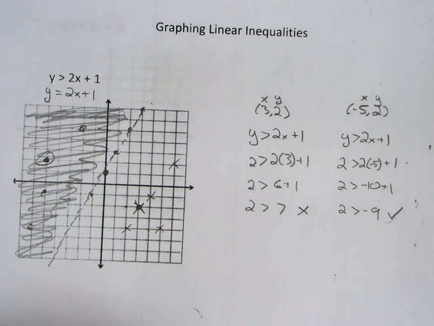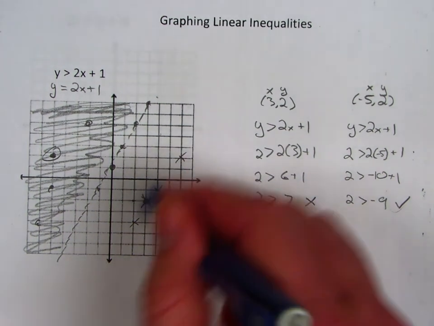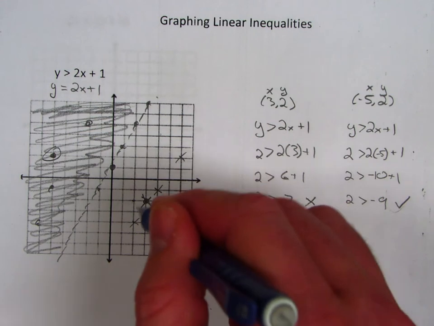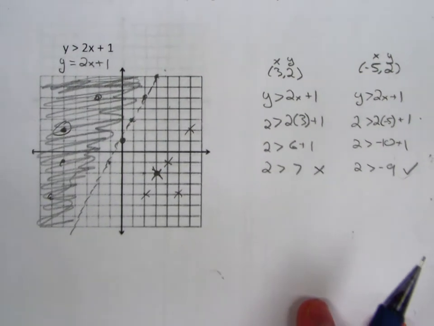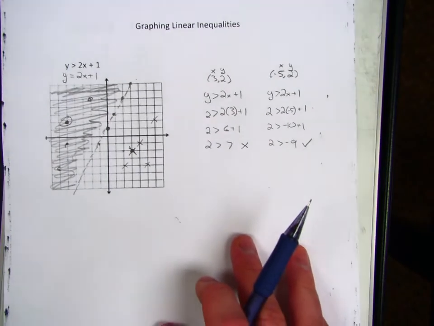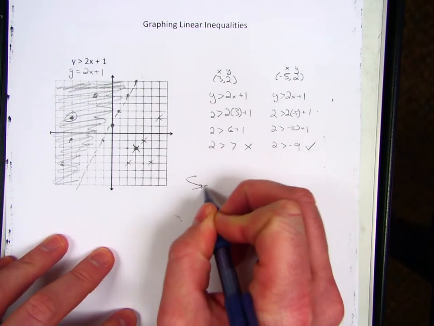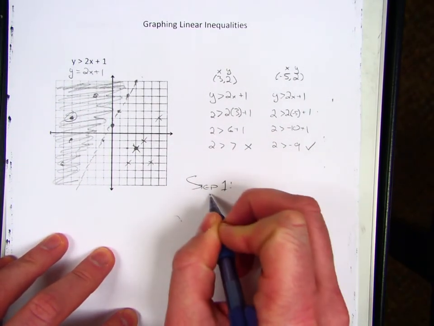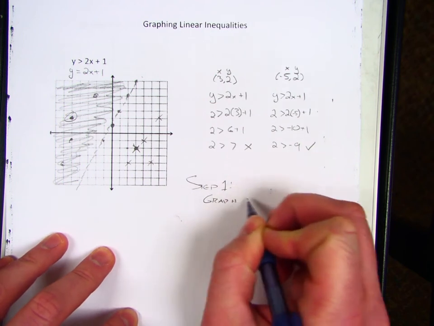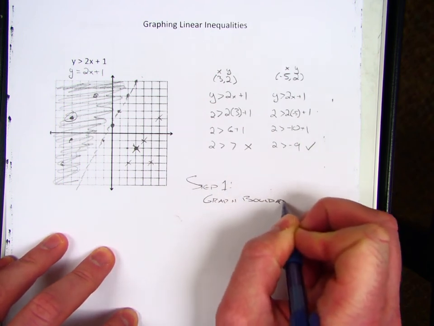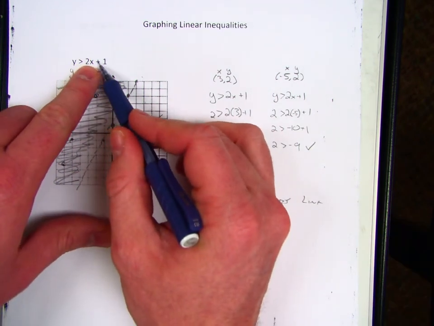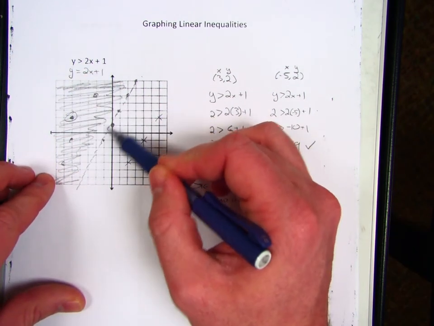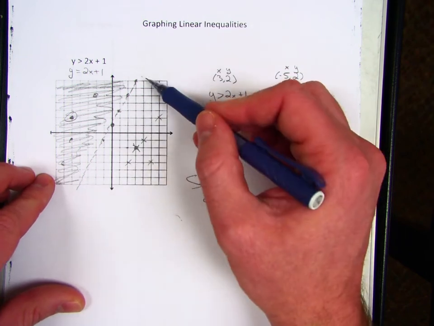Now, let's talk about this more as a three-step process, because obviously every time you're not going to want to try out a bunch of test points to see where the solutions are. So here's kind of almost a cheater method, okay? Step 1 is to graph your boundary line. Meaning I'm going to start by graphing this y is greater than 2x plus 1. So I'm going to get that y-intercept of 1, that slope of 2, and graph this line, okay?